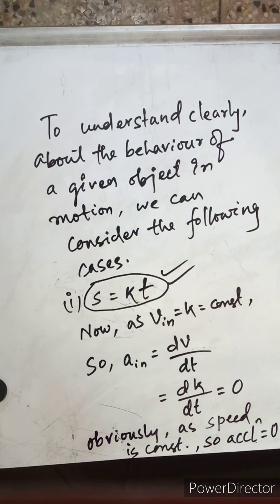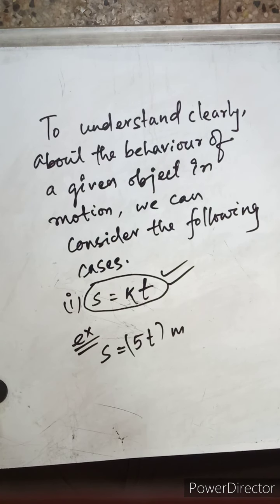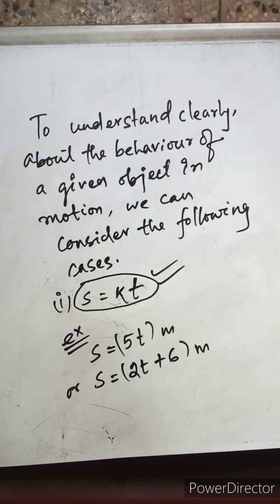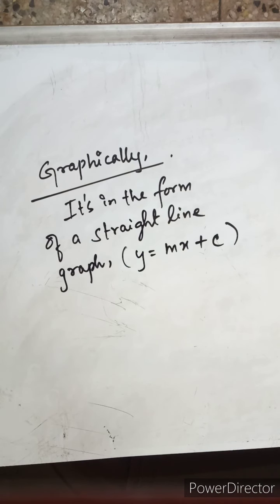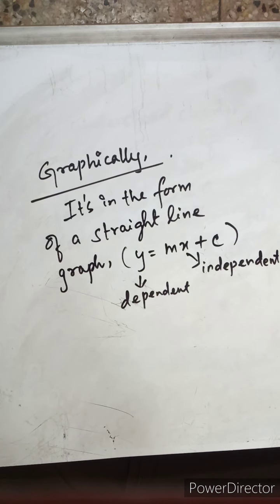And make sure you remember the example, that is the case where s is some constant multiplied with t. You can take these examples, s = 5t, or s = 2t + 6, likewise. So s is directly proportional to t over here, the first power of t. Okay, so only in those cases. Graphically, it is just in the form of a straight line equation, if you remember easily, that is y = mx + c, where y is dependent and x is independent.